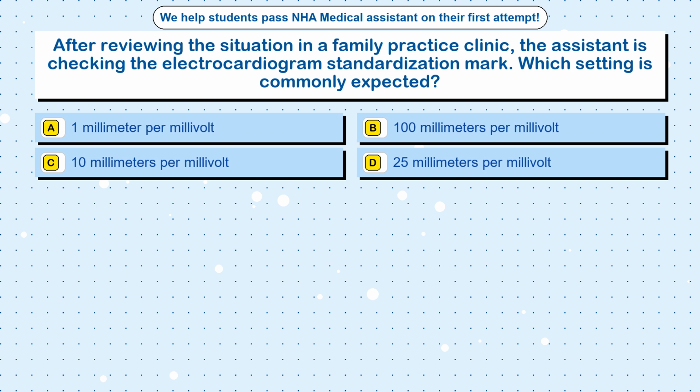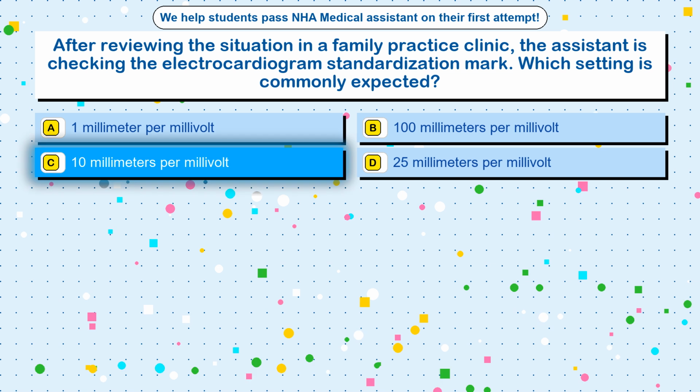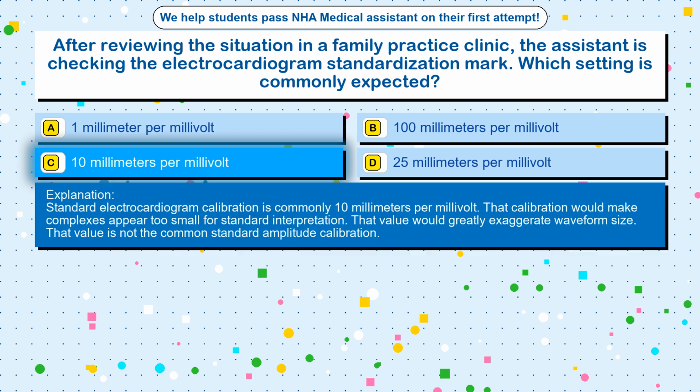The correct answer is option C, 10 mm per millivolt. Standard electrocardiogram calibration is commonly 10 mm per millivolt. That calibration would make complexes appear too small for standard interpretation. That value would greatly exaggerate waveform size. That value is not the common standard amplitude calibration.